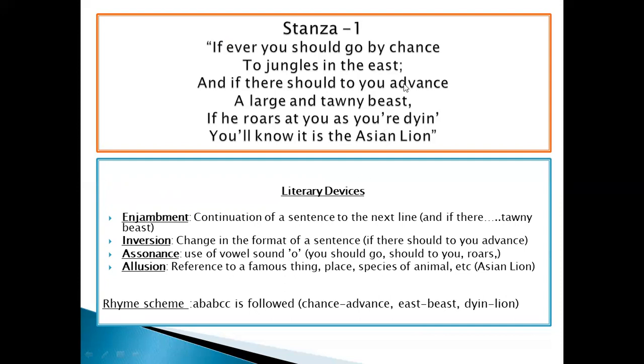So now let's find the rhyme scheme. Chance is rhyming with advance. East, beast, dying, dine and lion. Here it is a poetic license. Instead of writing dying, to rhyme it with lion, the poetess has used dine, lion. So the rhyme scheme of this stanza is A, B, C, C.